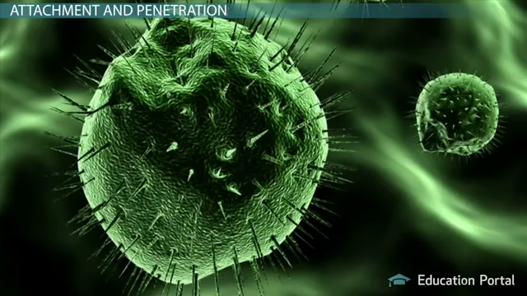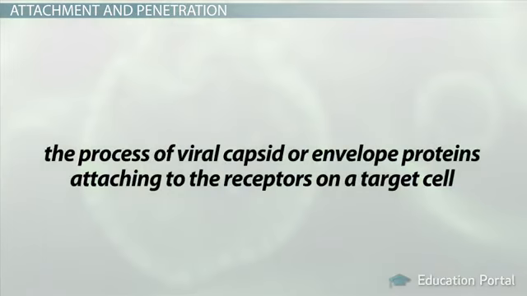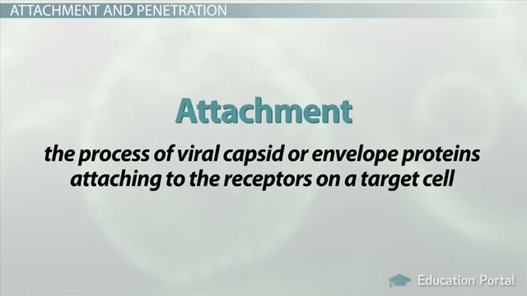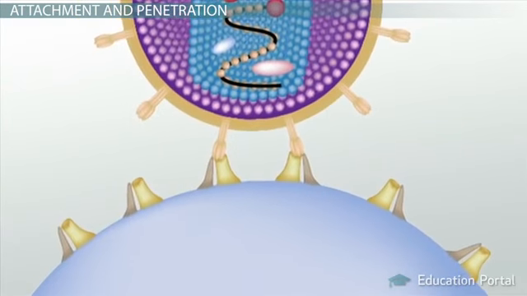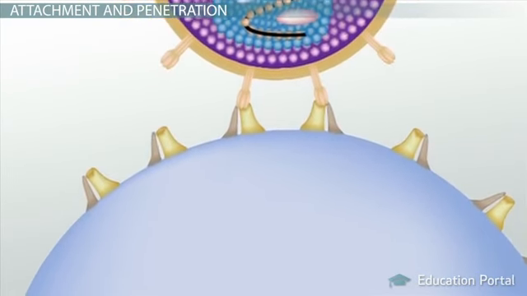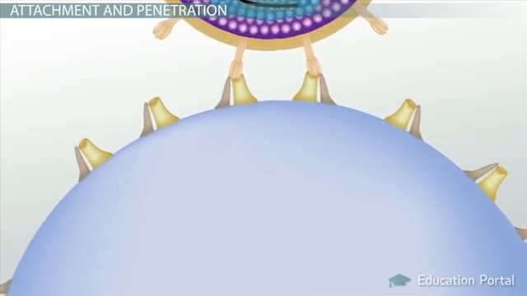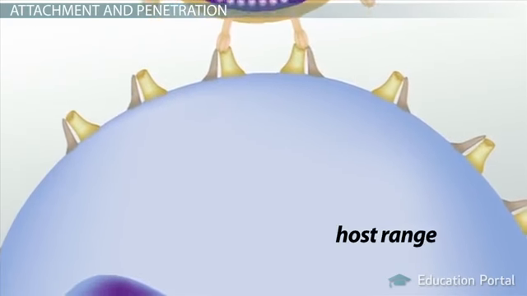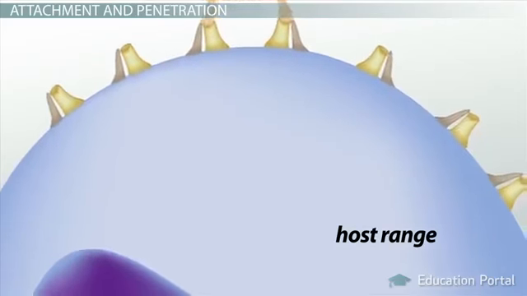survival. This process, the process of viral capsid or envelope proteins attaching to the receptors on a target cell, is termed, not surprisingly, attachment. The specific set of cells or entities upon which a virus can successfully attach to is known as its host range.